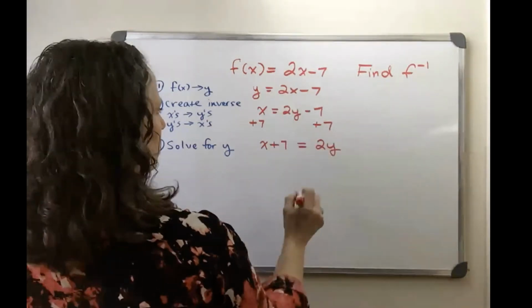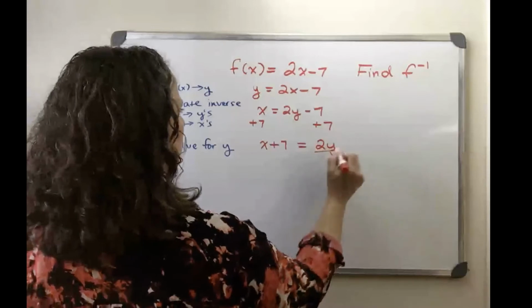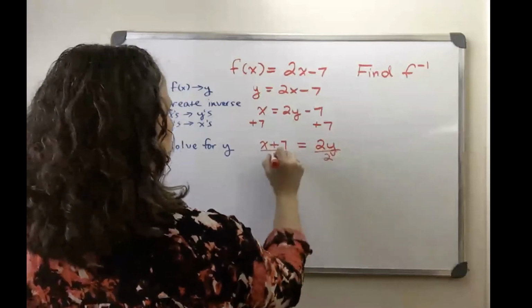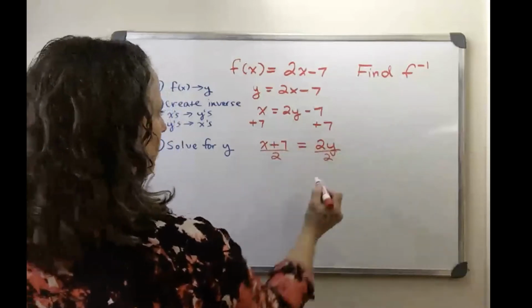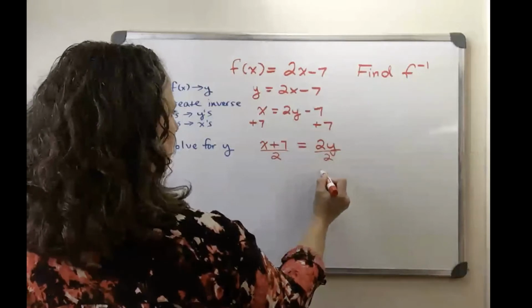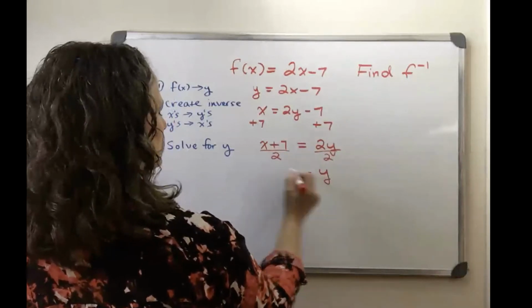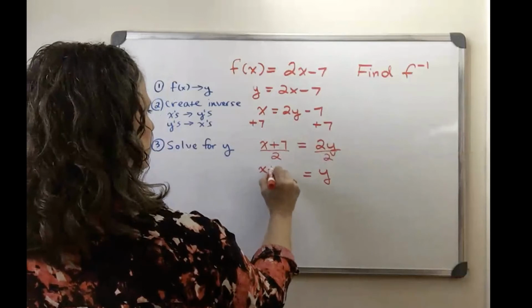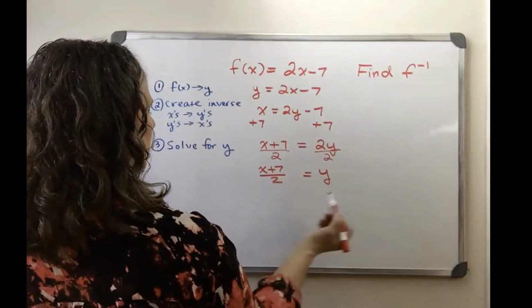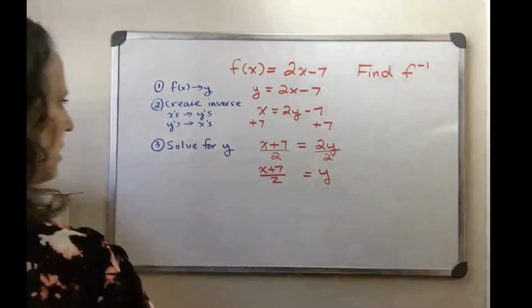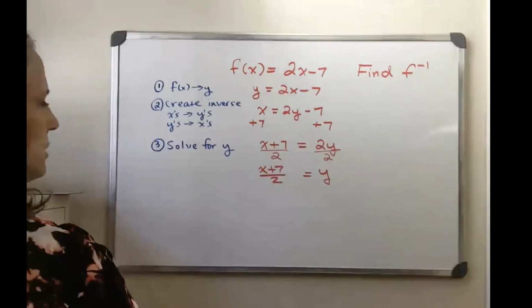So now I need to get rid of the 2. It's attached by multiplication, so I undo the attachment with division. So I have y equals x plus 7 over 2. I could also rewrite that as 1/2 x plus 7/2.